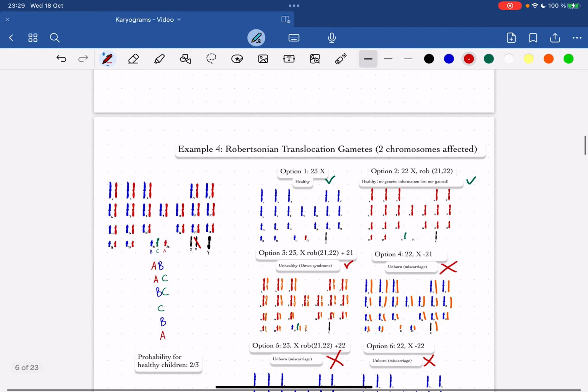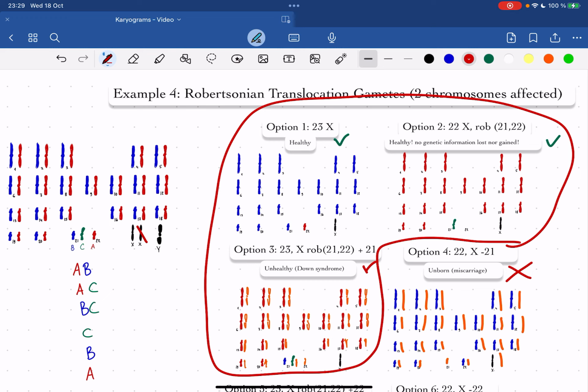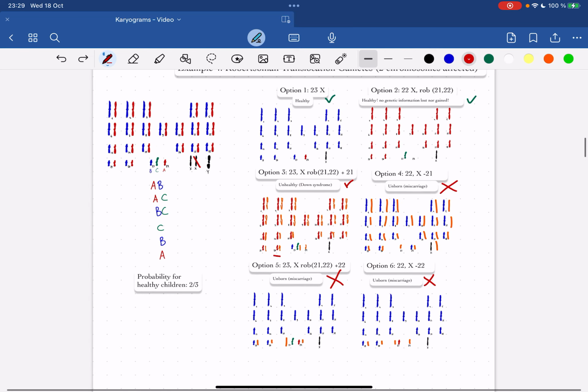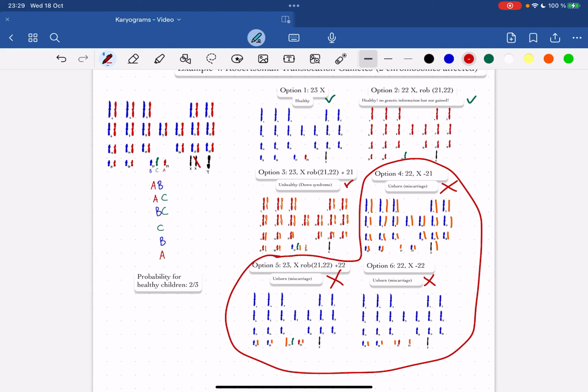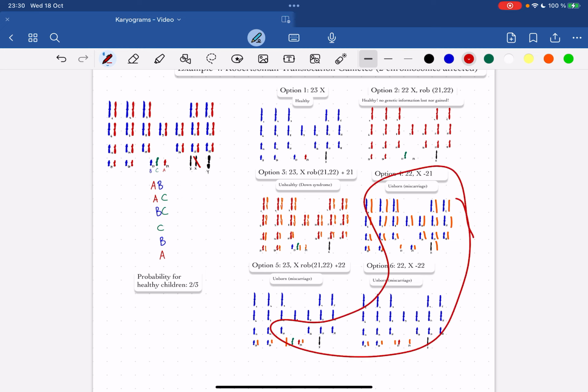So in this case, we only have 3 options for a child where one of the options is unhealthy, Down syndrome, while 2 of the options would be healthy. We don't count the other non-viable options because technically they will not produce any child. They will just lead to miscarriages. So when they ask what is the chance for something to produce a healthy child, these are not viable options. These are. So be careful with that, all right?